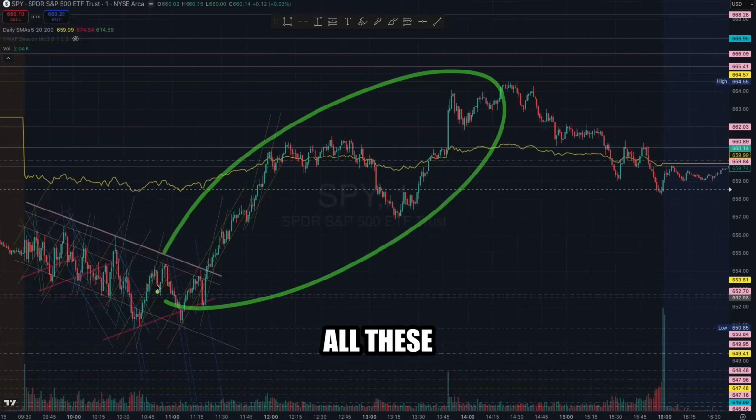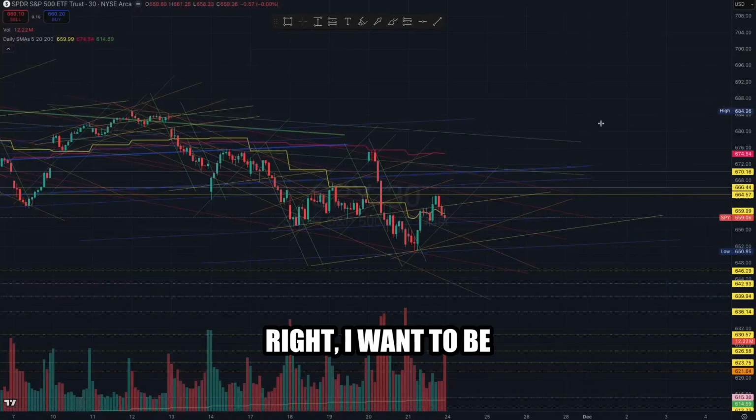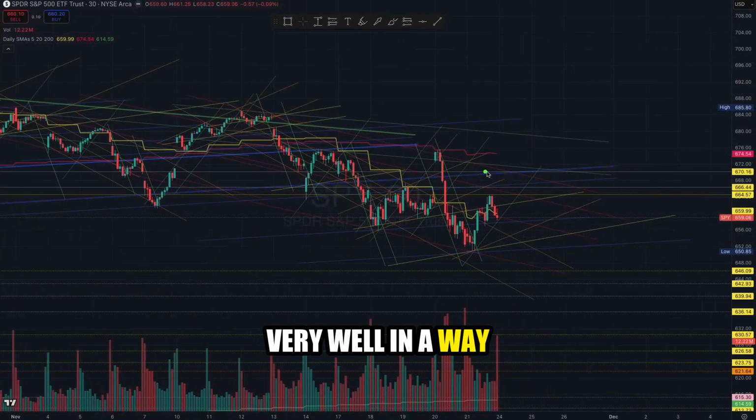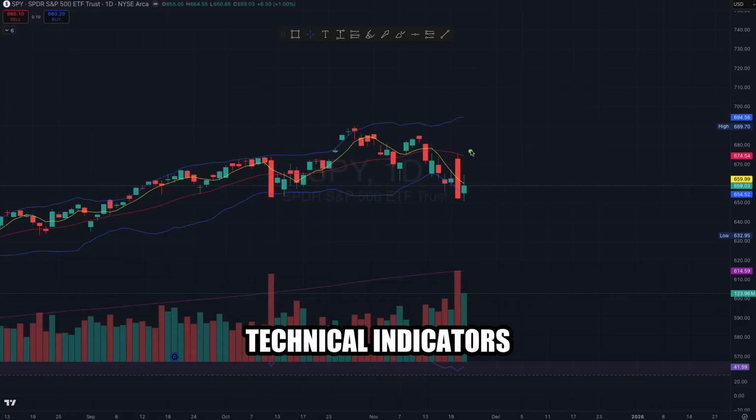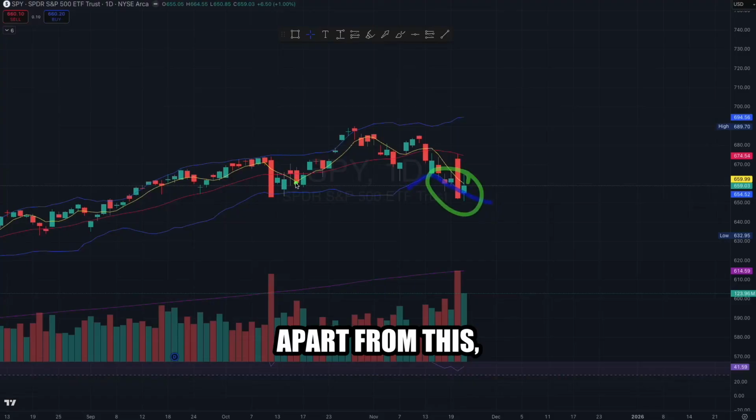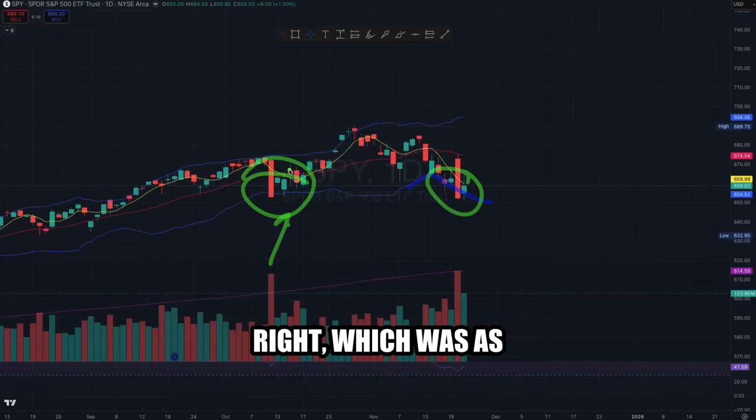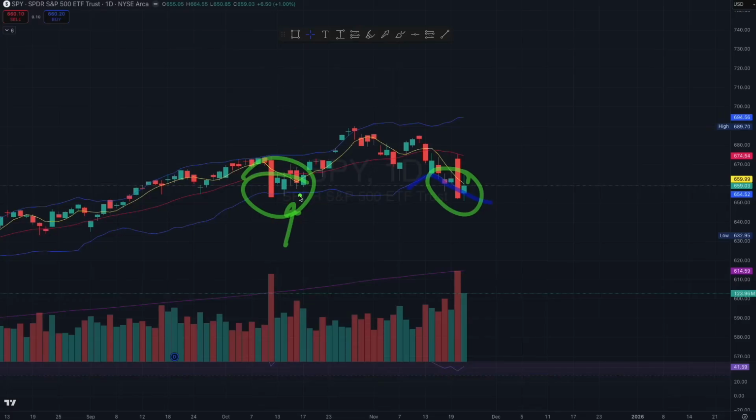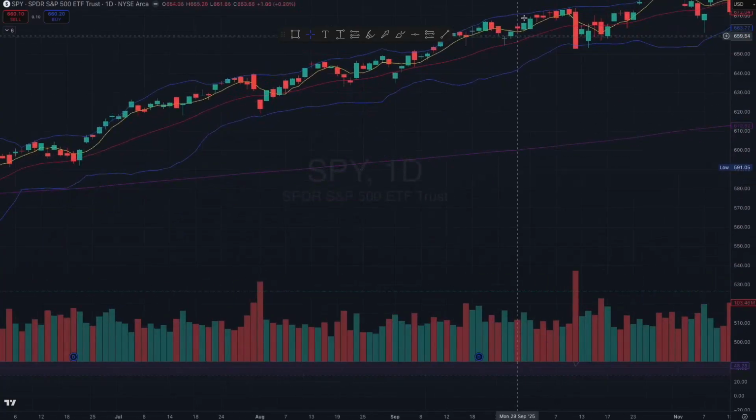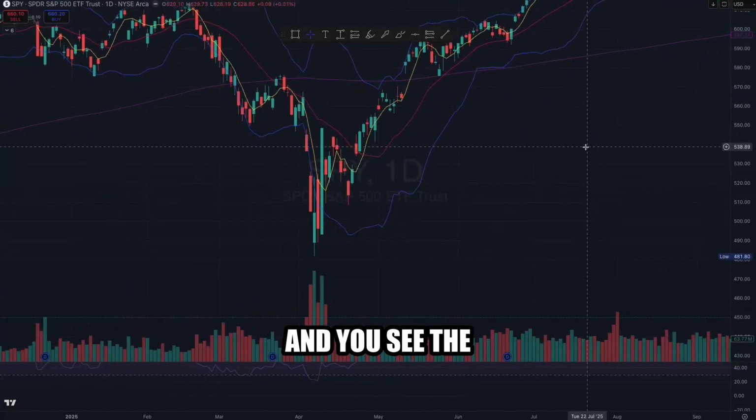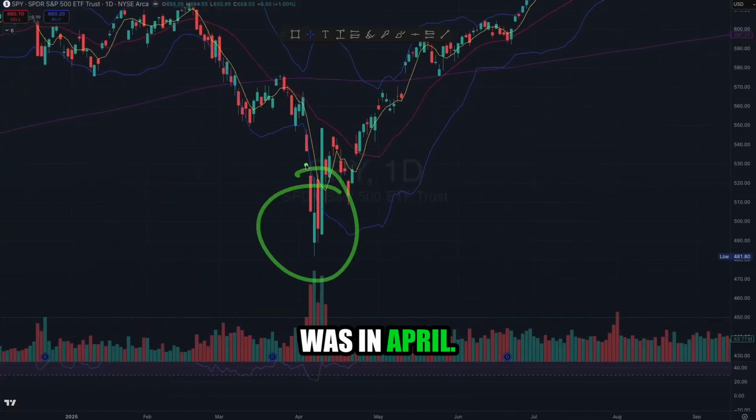As much as you see all these green, I want to be very, well, in a way, nagging you to remind you of some very important technical indicators right here. Now, we finally retested the bottom Bollinger here. It's been a while. Apart from this, which was, as you can see, I will show you this later. Now, once we retest the bottom Bollinger, it always becomes something very exciting for us. And you see the last time we did that was in April.